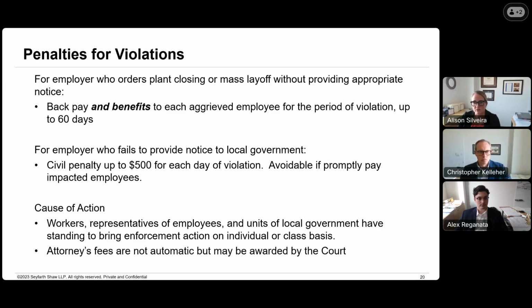Chris and I have a little bit of duplication here, but I thought it was important to just reiterate and circle back to where we began the presentation. WARN is a notice statute. It's not a payment of wages statute. It's not a late payment of wages statute.